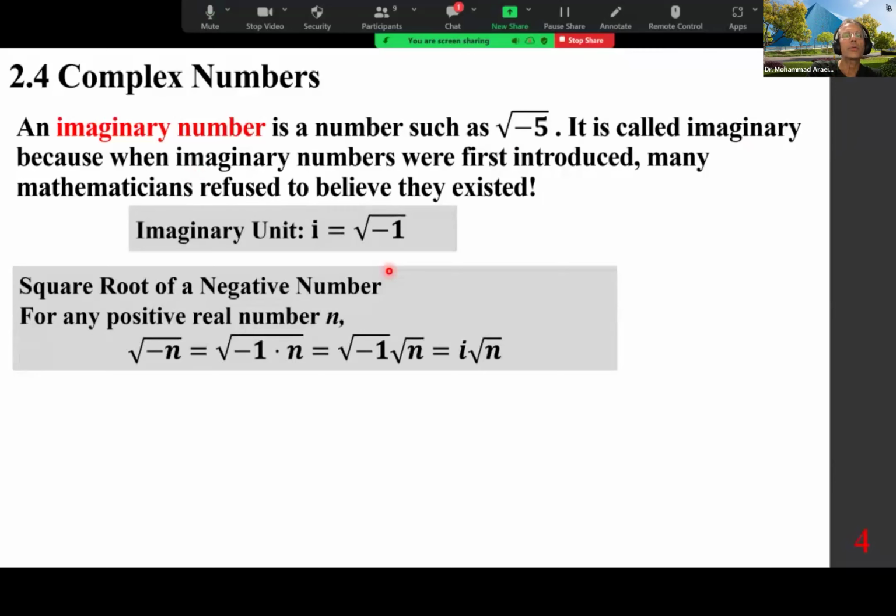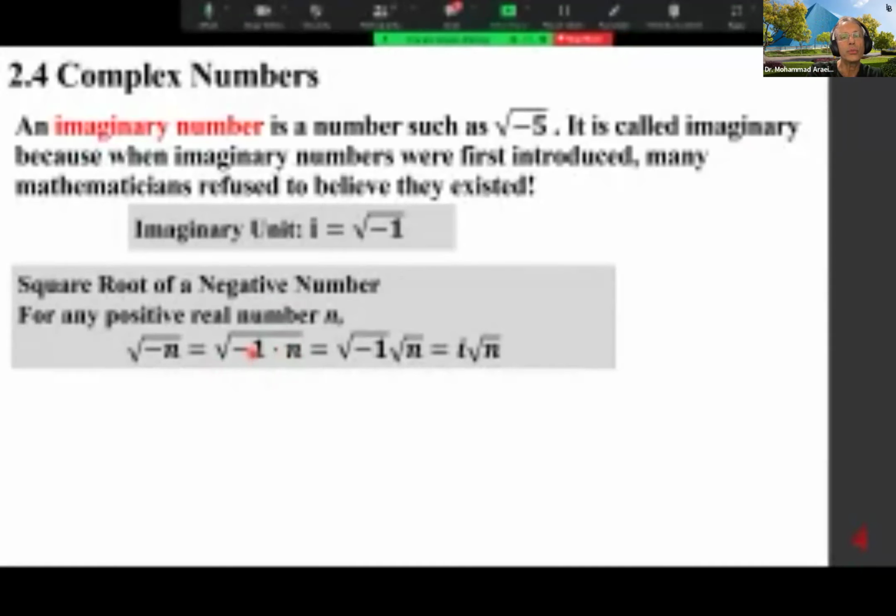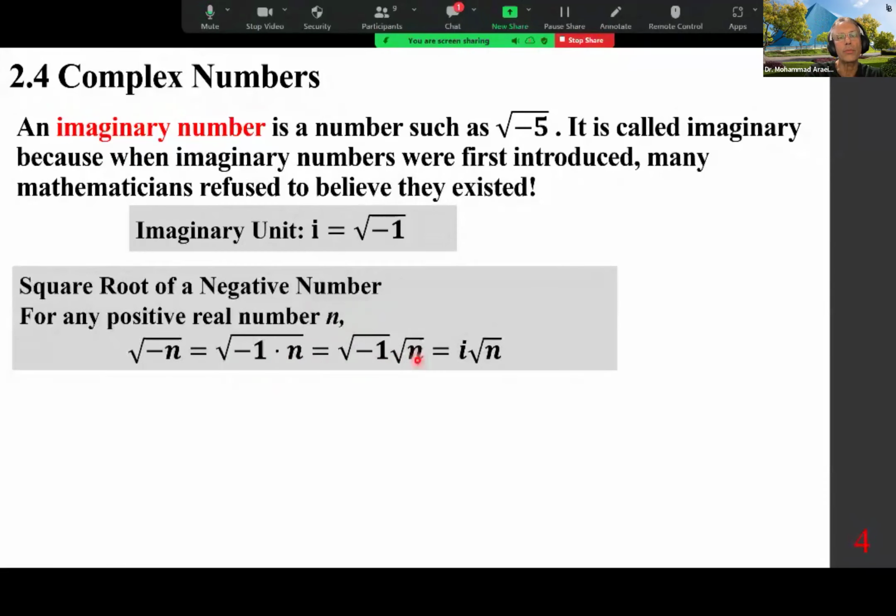How do we deal with the square root of a negative number? For any positive real number n, the square root of -n, we cut it into two pieces, and we separate them into the square root of -1 times the square root of n, and the square root of -1 is replaced by i.